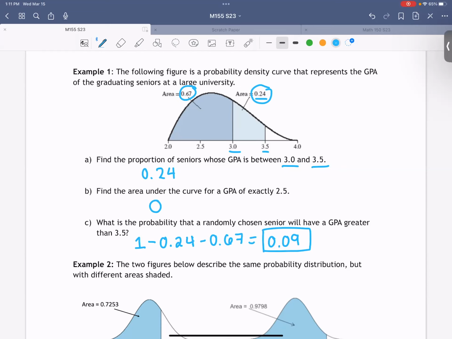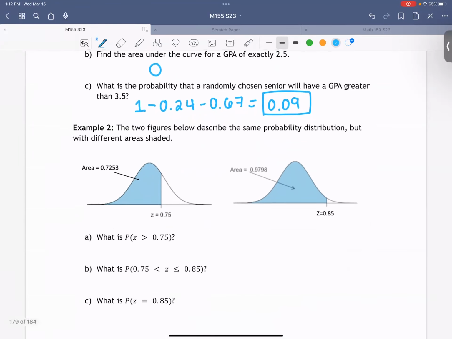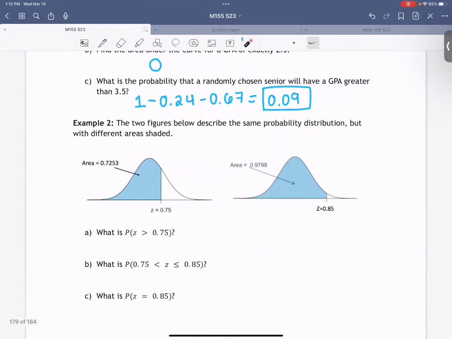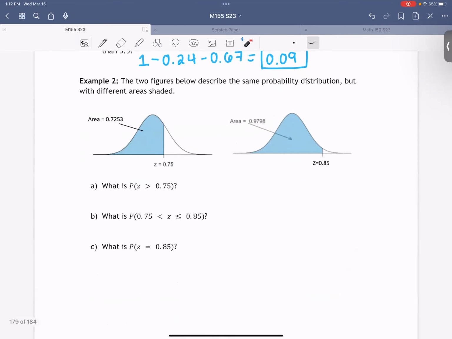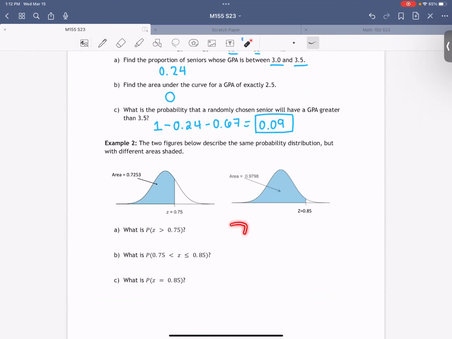Okay. Let's move on to example number 2. Now this example is a little bit different because instead of just one graph, I'm giving you the same graph, but I'm shading different areas of it. So this graph shows the area below 0.75, and this one shows the area below 0.85. I'm going to give you a few minutes to work on these. These questions are a little bit harder, but I think you'll be able to figure it out. Just because there's a lot to cover today.